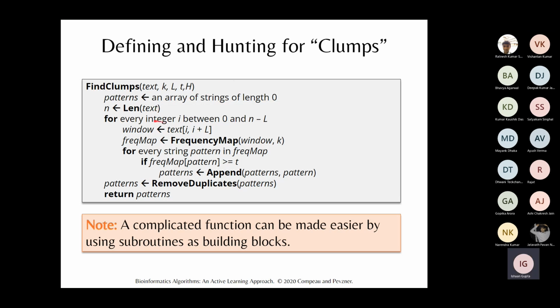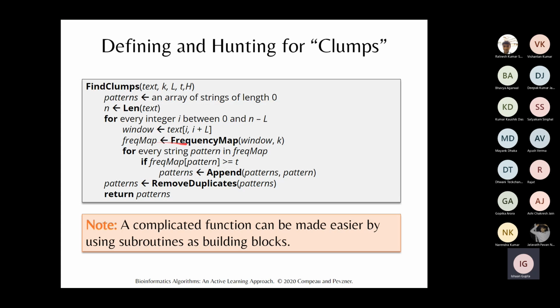You basically now first extract a window from the beginning of your genome, from 0 all the way to n minus L, because it's the same thing. If you're trying to extract k-mers, it will be from 0 to n minus k, where n is the length of the string. Similarly, you are extracting windows, which has the same idea.